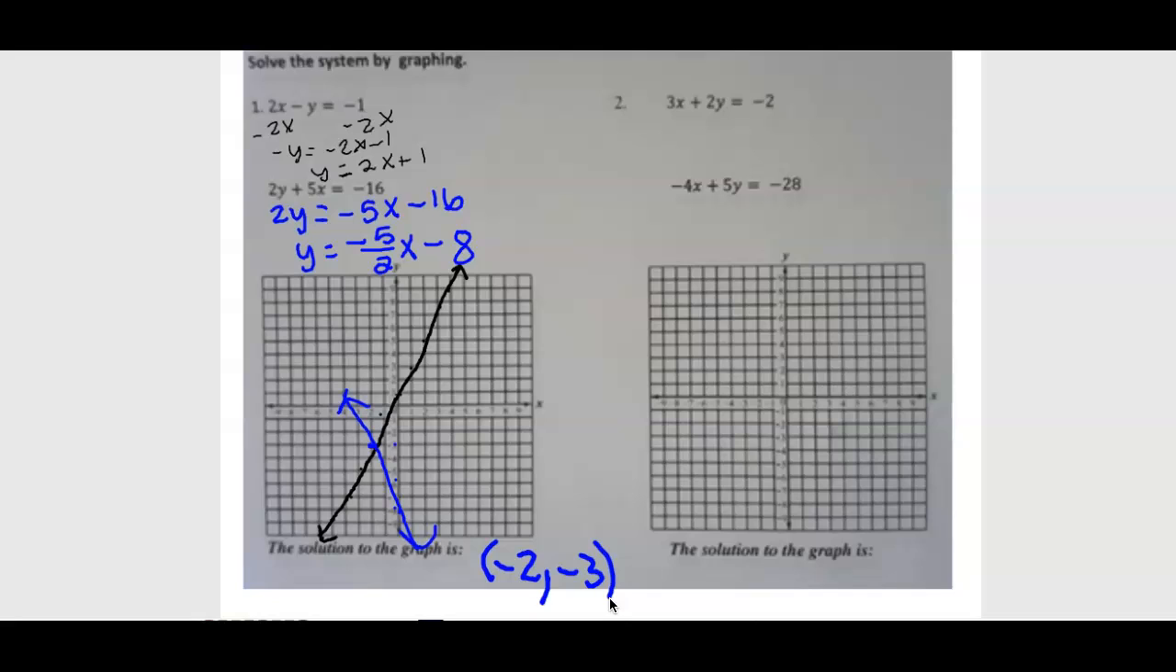So these are what type of lines? They have how many solutions? And it is what type of system? Perfect.